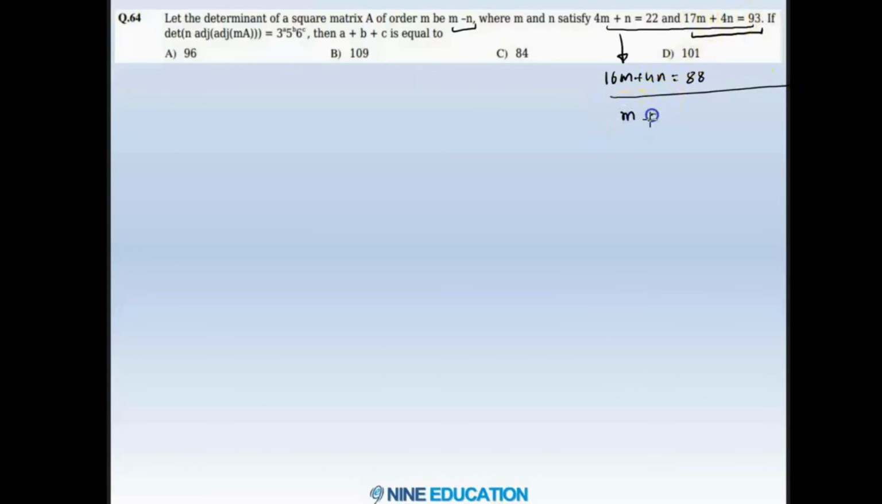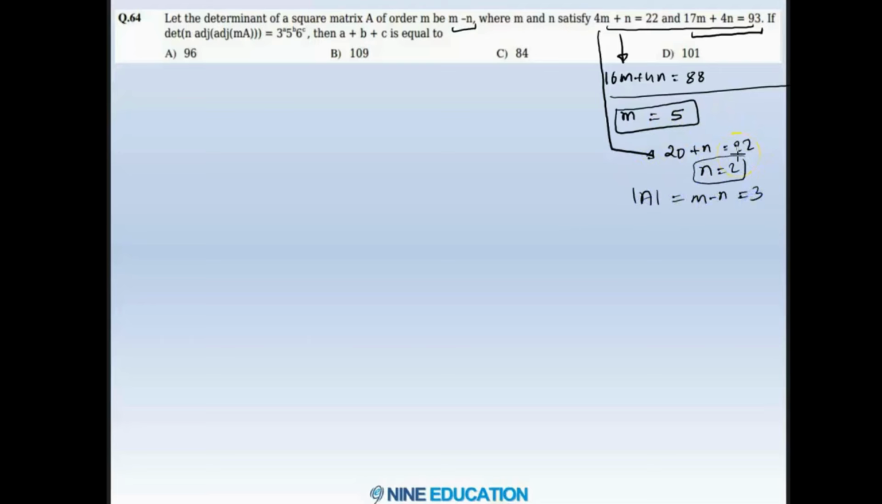So if the m value is 5, we can put it in this given equation: 4 into 5 is 20 plus n is equal to 22. So the n value is 2. So we know m, we know n. The determinant will be m minus n, that is 3. So we are sure of the determinant of this given square matrix.